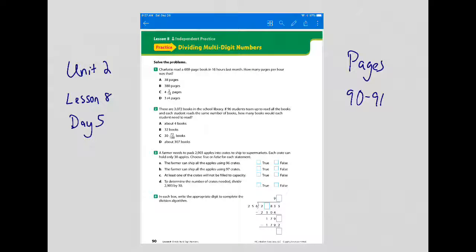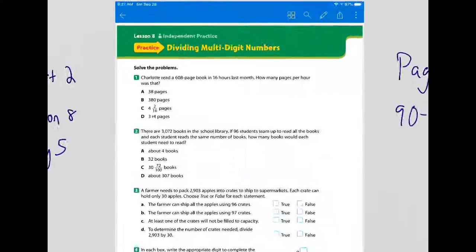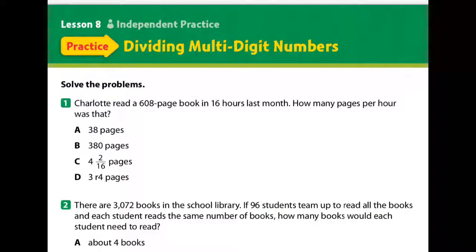Okay, so you should be done with numbers 1 through 6. So as I go over these, make sure you're watching, make sure you're listening, make sure you're making corrections. So number 1, it says, Charlotte read a 608-page book in 16 hours last month. How many pages per hour was that? So if you are taking 608 pages total and splitting them over 16 hours, that's a division problem.